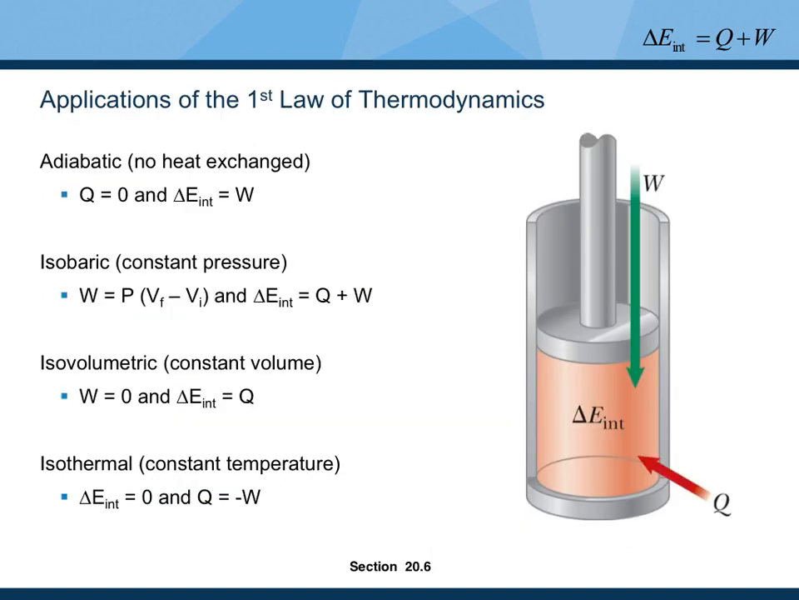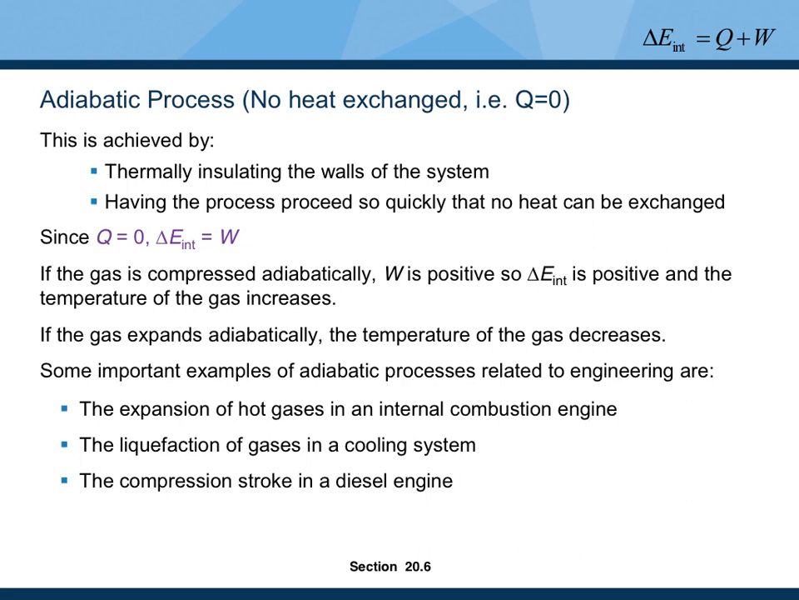We look at 4 applications of the first law of thermodynamics: adiabatic, isobaric, isovolumetric, isothermal. We'll look at them one by one. Adiabatic process means that there is no heat exchange, that is Q equal to 0. From the first law of thermodynamics, when Q equal to 0, delta E internal equal to W. That means the work done on the gas is used to change the internal energy of the gas.